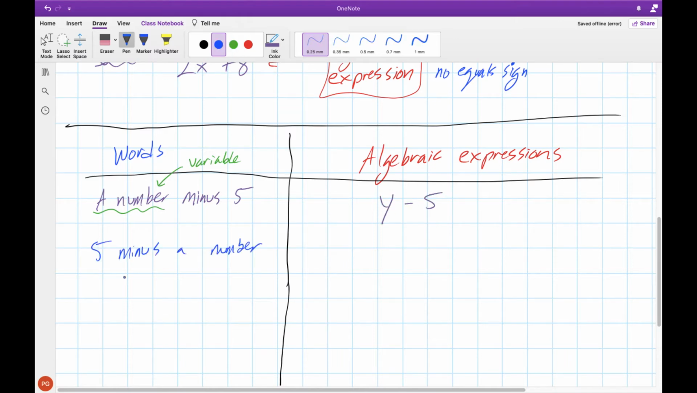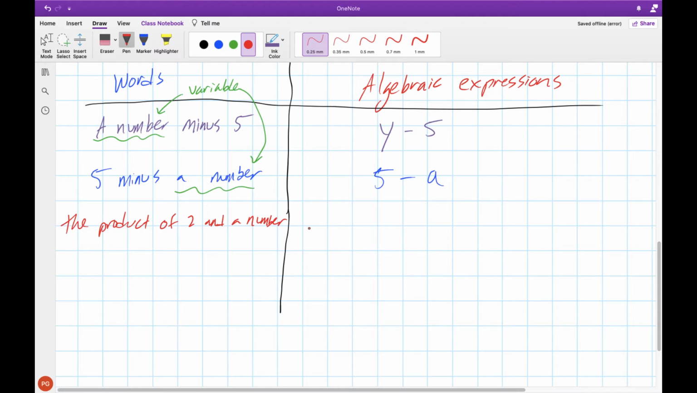What if we change up the order? Now 5 minus a number. Again, this number, this unknown number, that's going to be our variable. But now we're doing 5 minus this mystery number, which means our algebraic expression is going to look very similar to this, but reversed. So now it's going to be 5 minus our mystery number, our variable. Let's say we give it a different letter. Let's give it a letter like A. That's how we would turn this word statement into an algebraic expression. The product of 2 and a number, this word here, product, this means multiply.